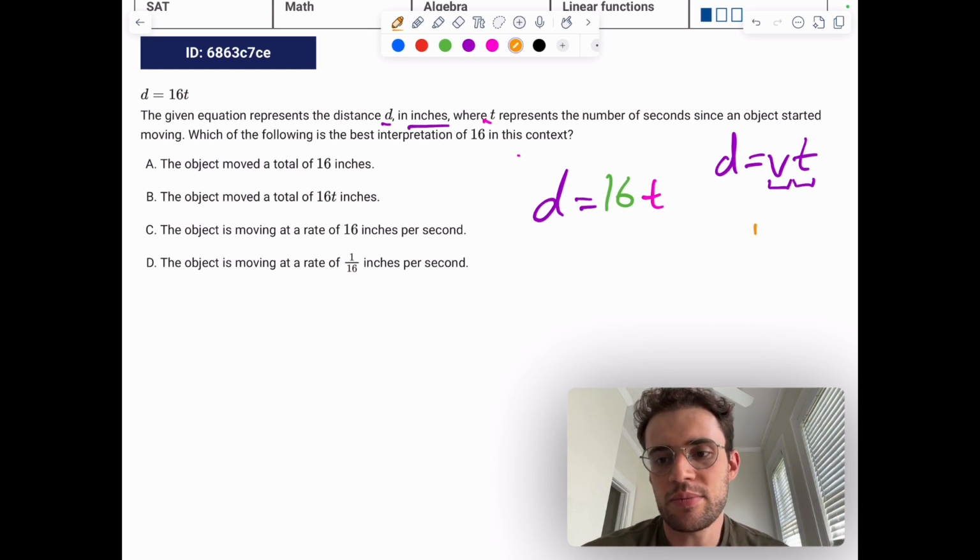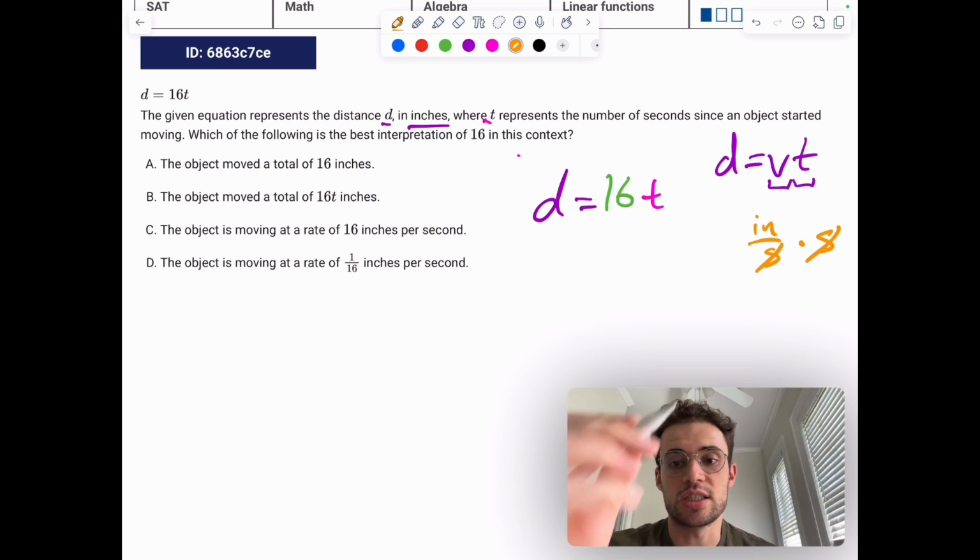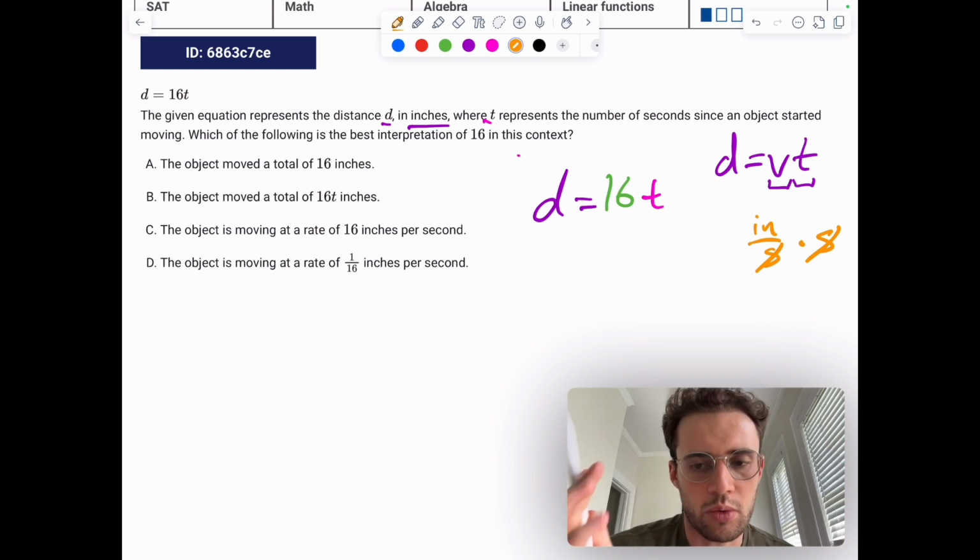So this should be something that's going to be inches per second, right? It's the rate of traveling, inches per second. When you multiply that by seconds, it leaves you with just inches, so you get the right units there. So that's what we're looking for.